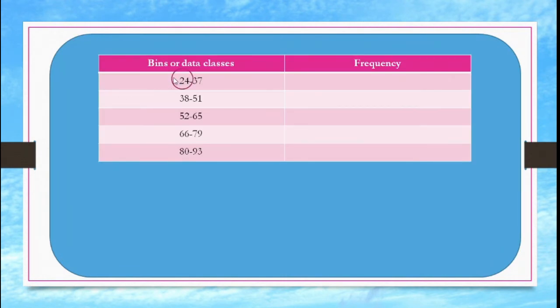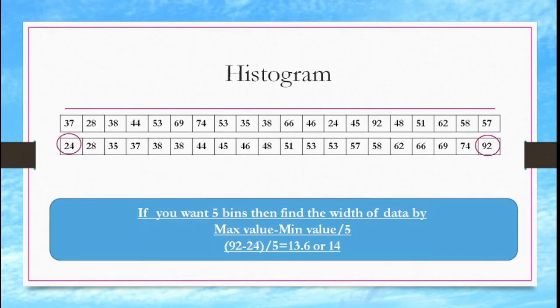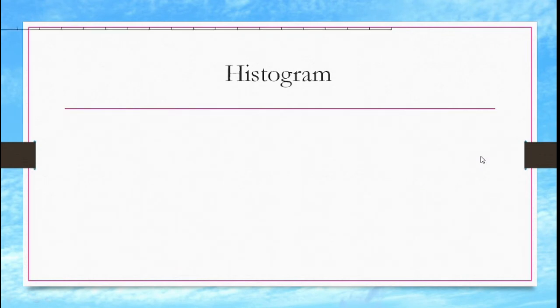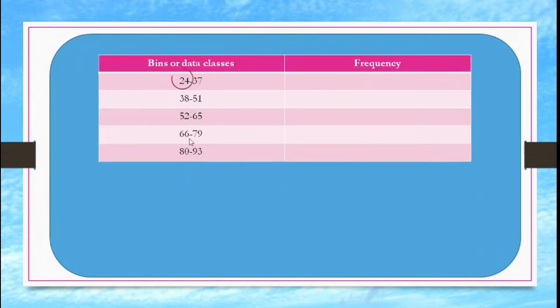So 24 is the minimum value, and you can see the width is 14. So 24, 25, 26, 27, 28, 29, 30, 31, 32, 33, 34, 35, 36, 37, and now it is 14, it is coming. So next time also we have to do the same thing. 38, then 14 gap, 52, then 14 gap, 66, then 14 gap, 80, then 14 gap. Now you can see our maximum value of data was 92. So we can go for the bar, because here it is coming 93, so our 92 will get covered.